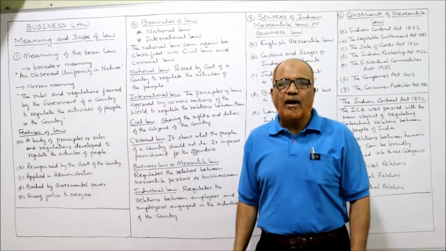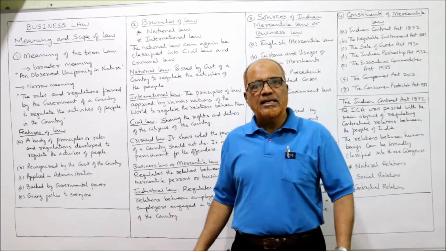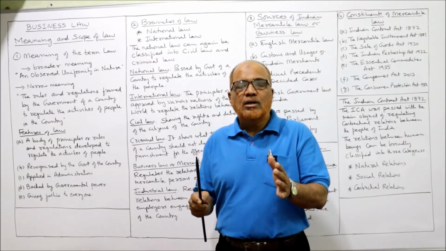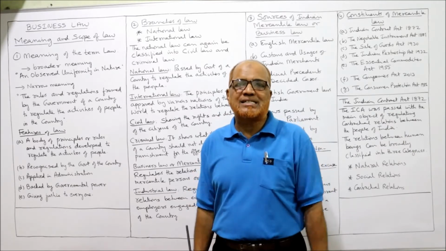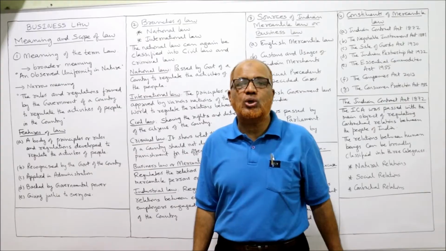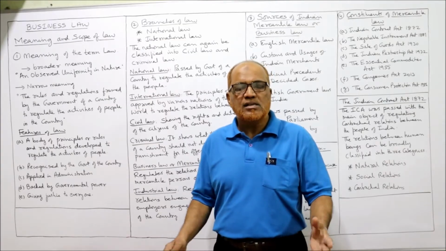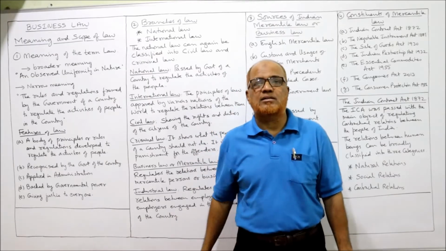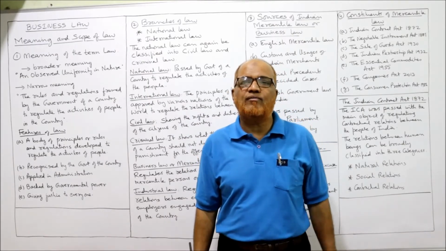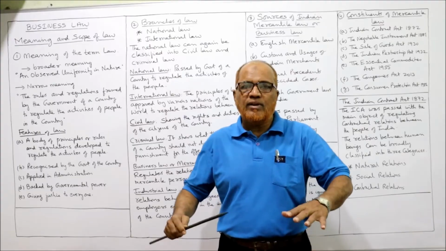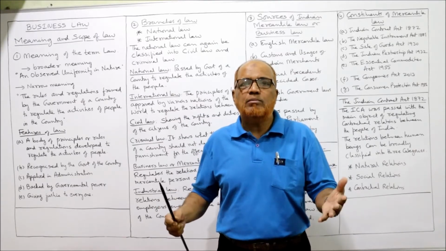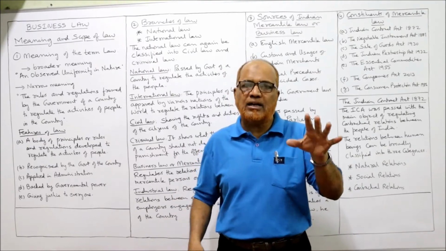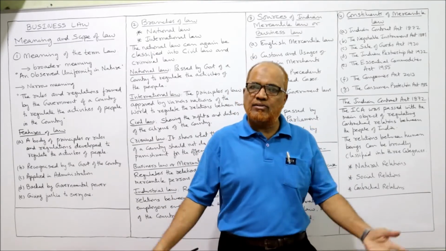According to Sir Salmond, law means the rules which are recognized by the state in the administration of justice. He says laws are the rules which are recognized by the government in the administration of justice. So whenever we speak about law, it means these are the rules and regulations framed by the government in order to regulate the activities of the people.